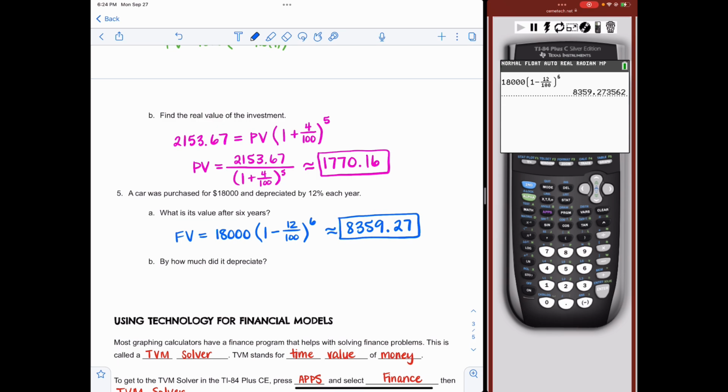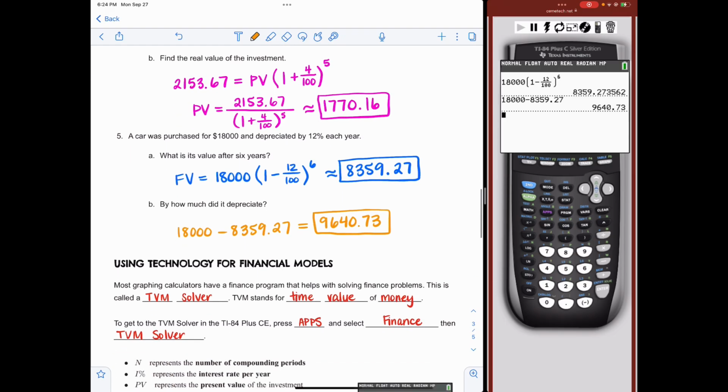after 6 years. The next part, it says, by how much did it depreciate? So we can take the initial value of what we paid for it and subtract the value that it went to, or that it was. And that difference will give us how much it depreciated. So if I do 18,000 minus $8,359.27, I will end up getting that it depreciated by $9,640.73.